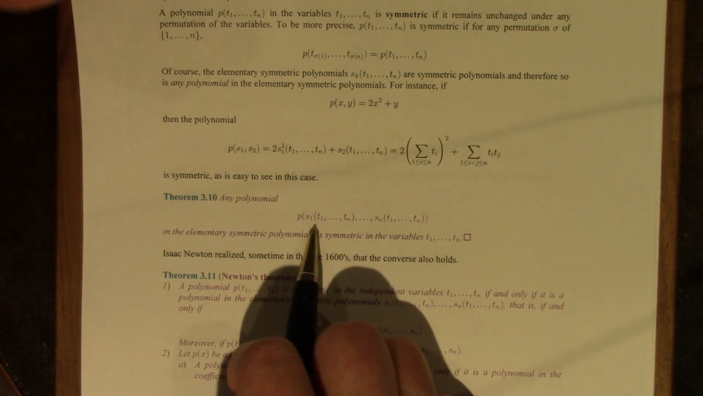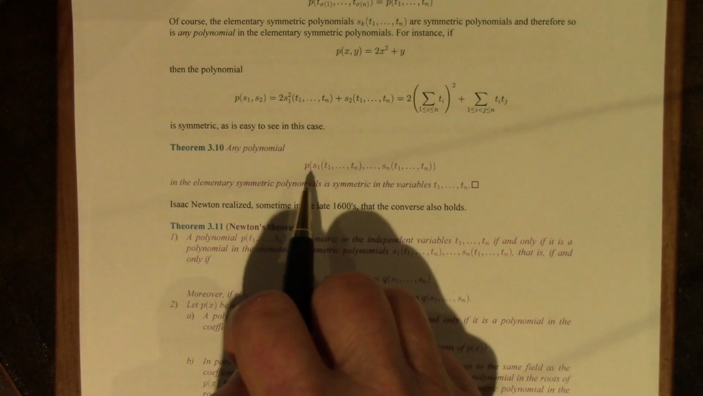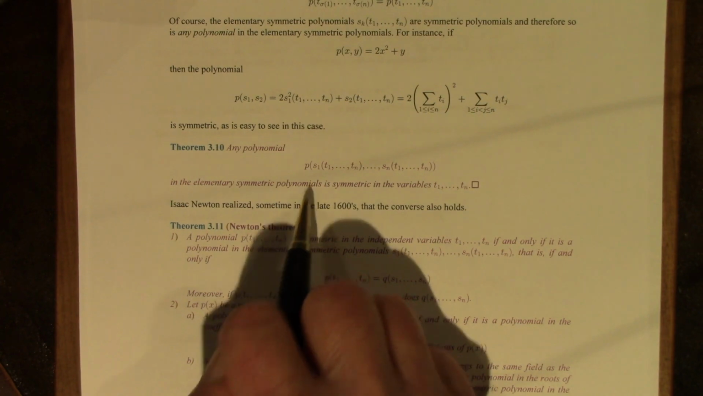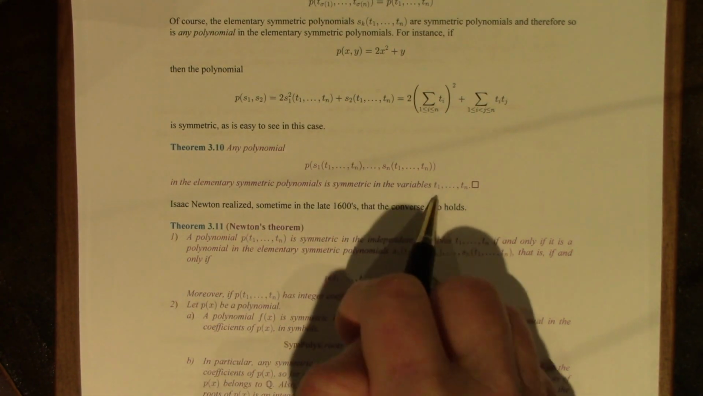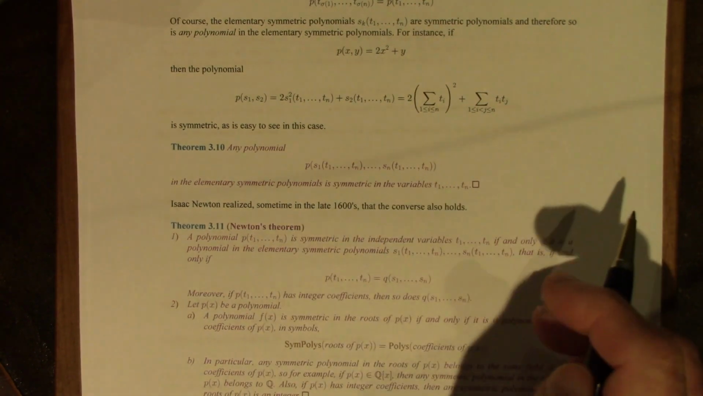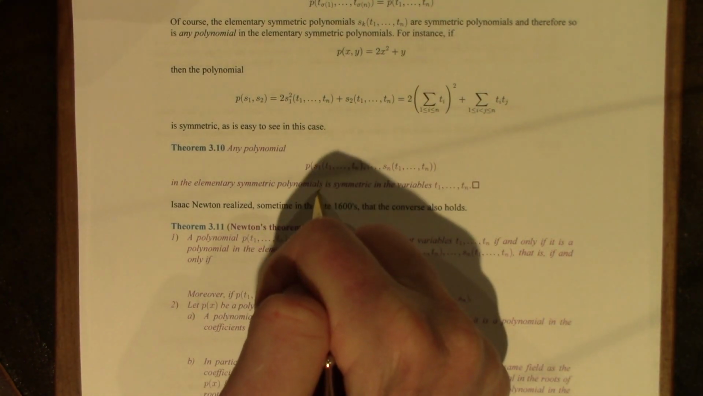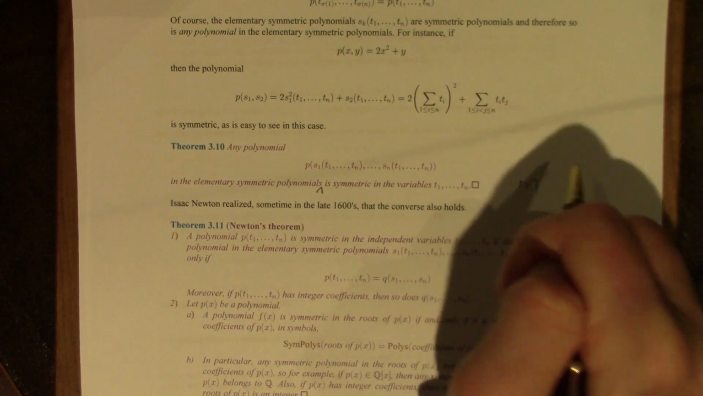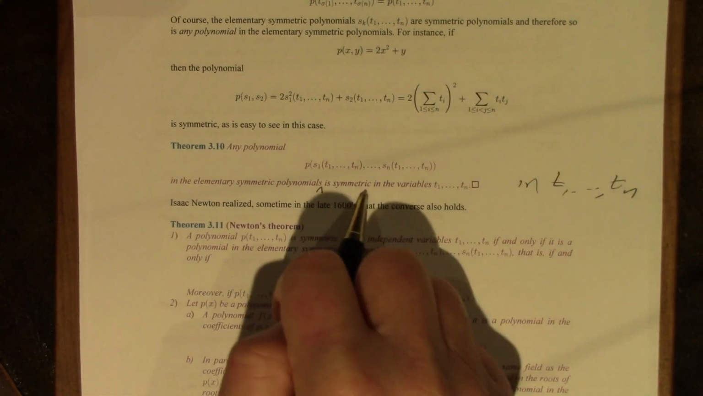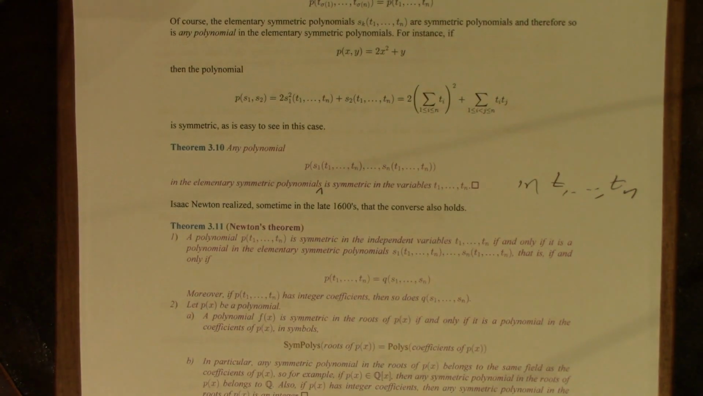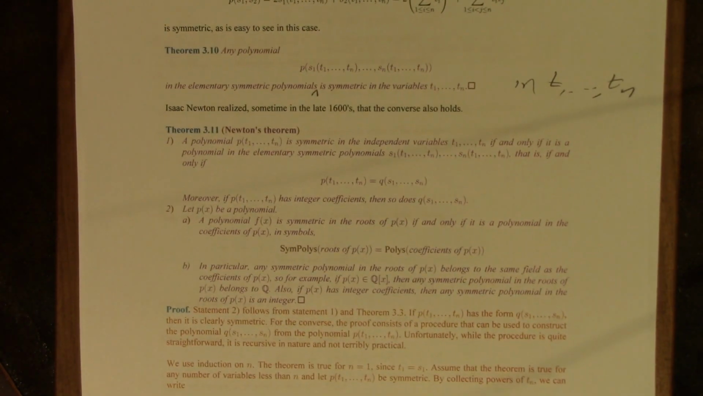Any polynomial in the elementary symmetric polynomials, in t1 through tn, is symmetric in the variables t1 through tn.